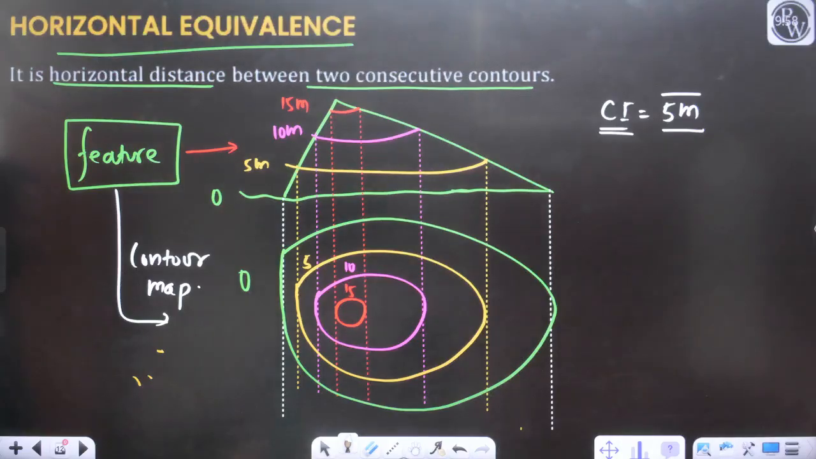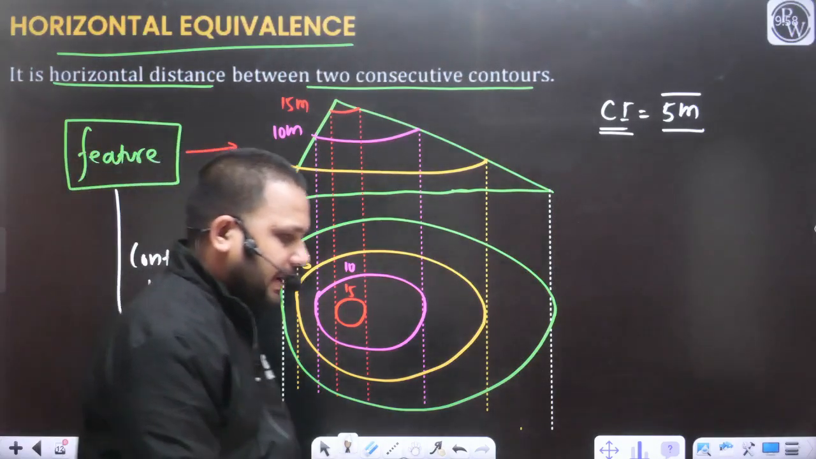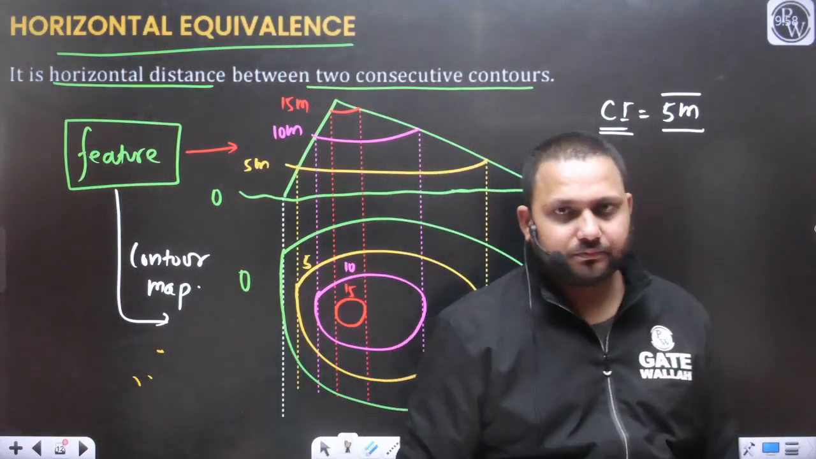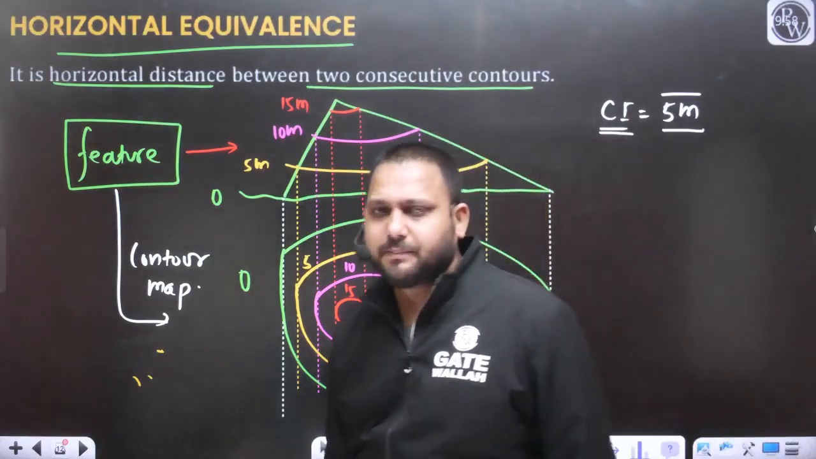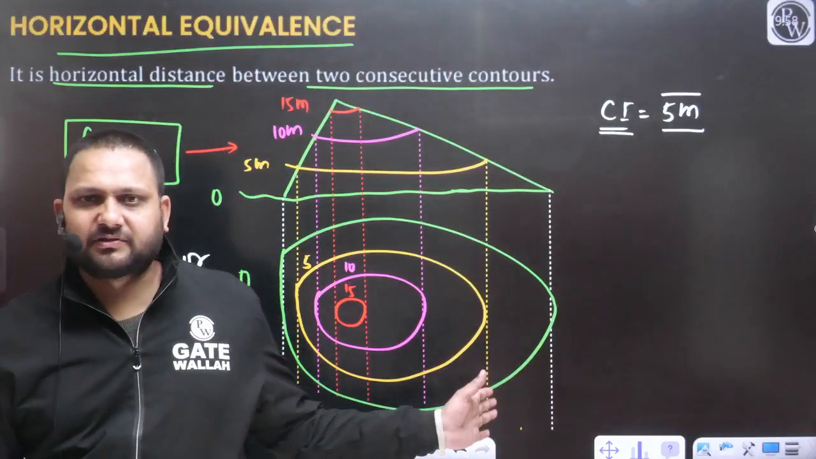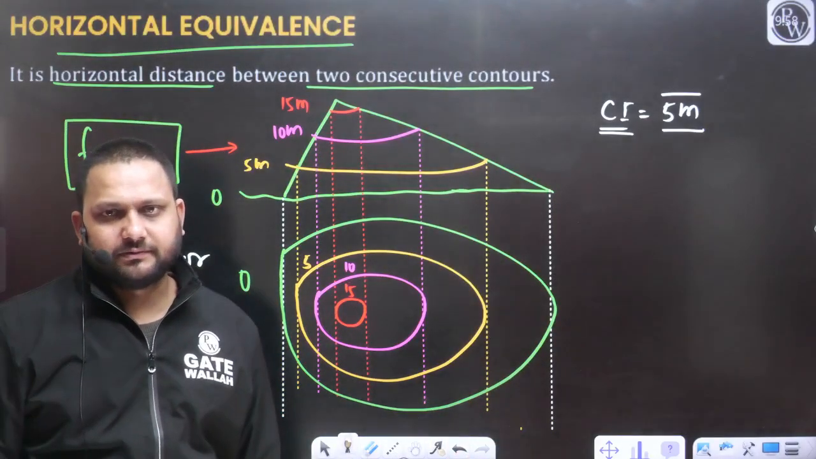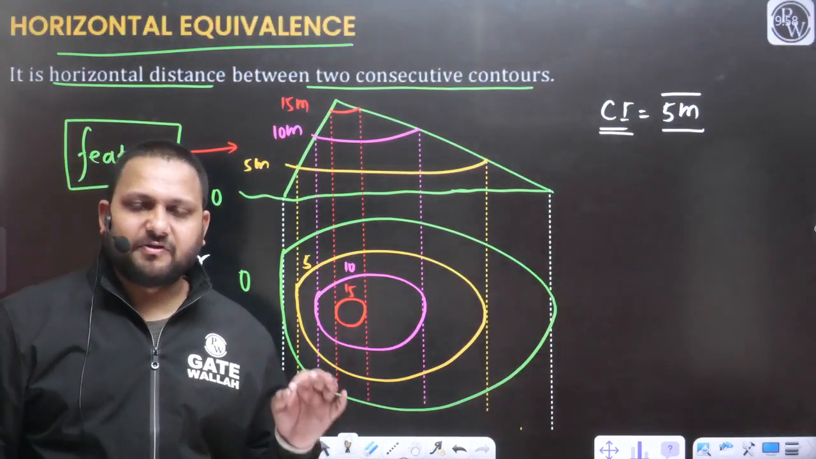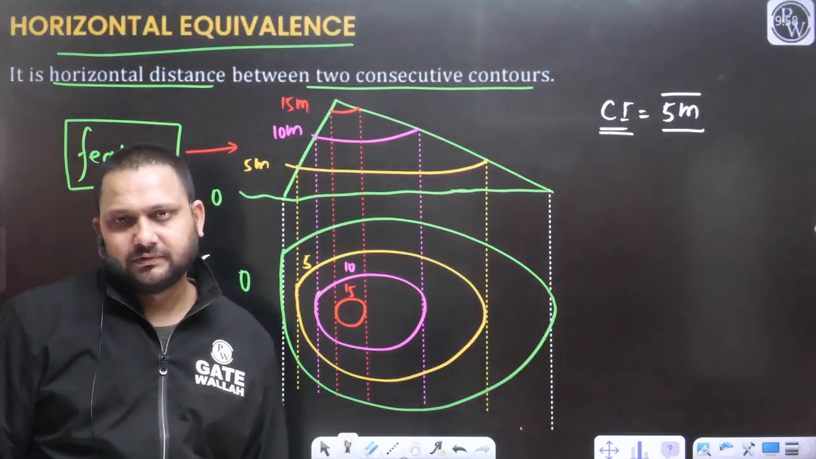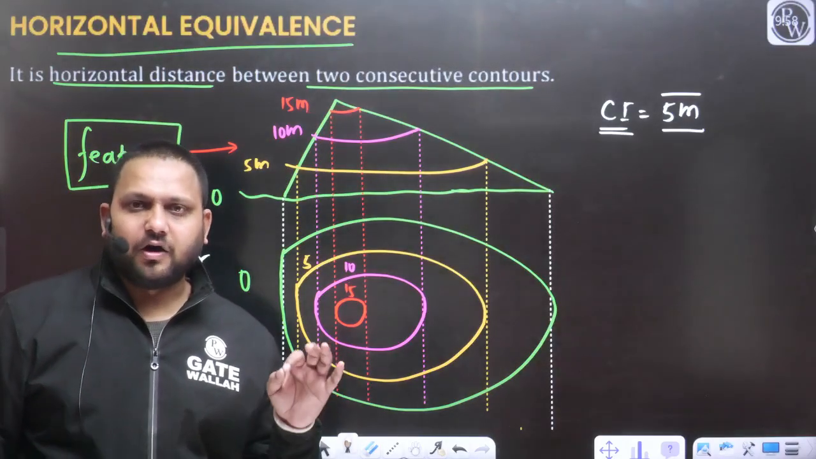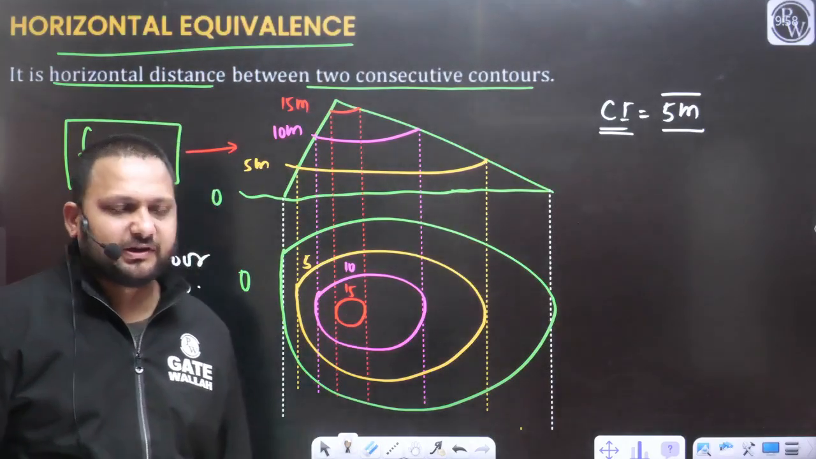Tell me, can we prepare the contour map like this, yes or no? Yes, we can prepare. Just observe this contour map. So how have you defined the horizontal equivalence? Sir, it is the horizontal distance between two consecutive contours.